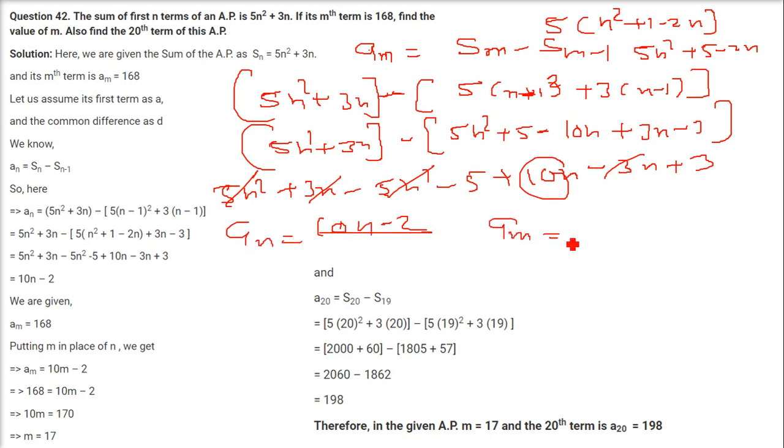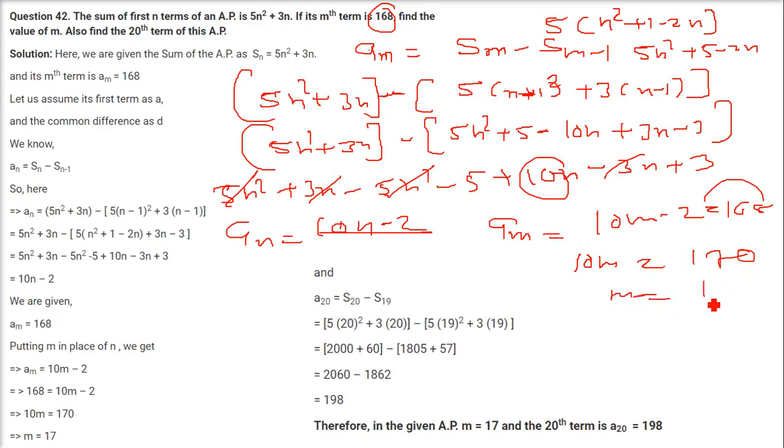So in order to find am, it will be 10m minus 2. And the mth term is given as 168. So 10m will be equal to 168 plus 2, that is 170, and m will be equal to 170 by 10, that is 17. So m is 17.